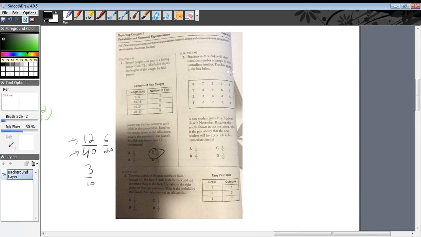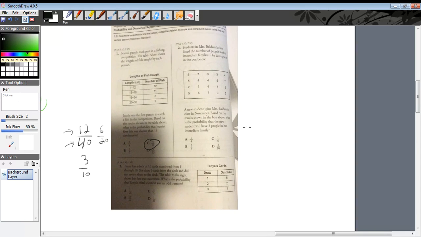Next problem. Students in Miss Baldwin's class listed the number of people in their immediate families. The data appears in the box below. A new student joins Mrs. Baldwin's class in November. Based on the results shown in the box above, what is the probability that a new student will have 3 people in her immediate family? So, what's the total? So the total is 4 by 5. So there's a total of 20.